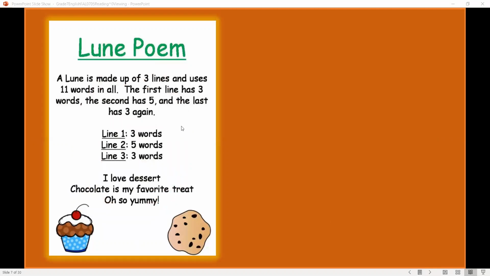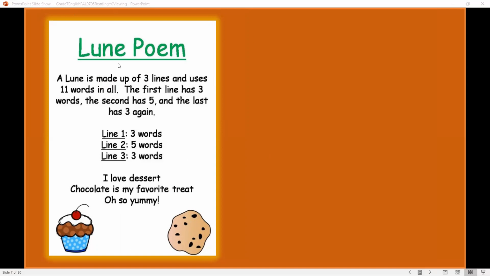Okay, so the loon poem is made up of 3 lines and uses 11 words in total. So the whole poem only has 11 words. The first line has 3 words, the second has 5, and the last is 3 again. Now, if you don't follow that rule of 3 words, 5 words, 3 words, then it's not a loon poem. Okay, so it's only a loon poem because it has those rules. Let's look at the example. I love dessert. Chocolate is my favorite treat. Oh, so yummy.